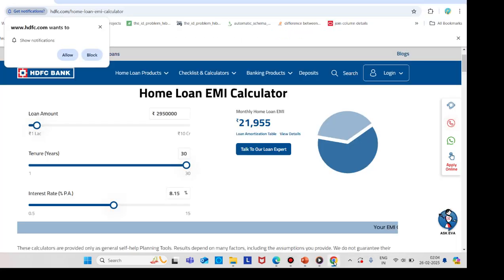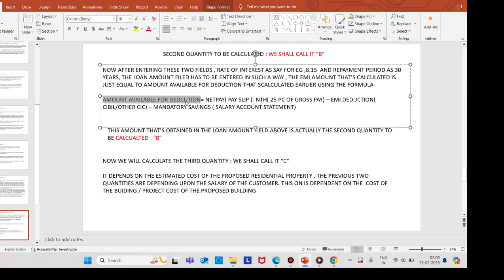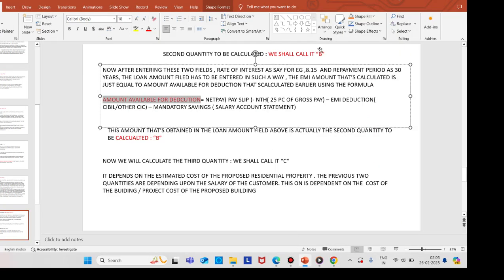Once we get the maximum amount available for deduction, we open the EMI calculator, put in the tenure and the rate of interest, and change the loan amount so that the EMI is just equal to the maximum amount that can be deducted from the customer's salary. Once both quantities are equal, we stop at that point and note it down as quantity B, the maximum amount of loan that can be given to the customer depending upon net pay. So now we have calculated quantity A and quantity B.